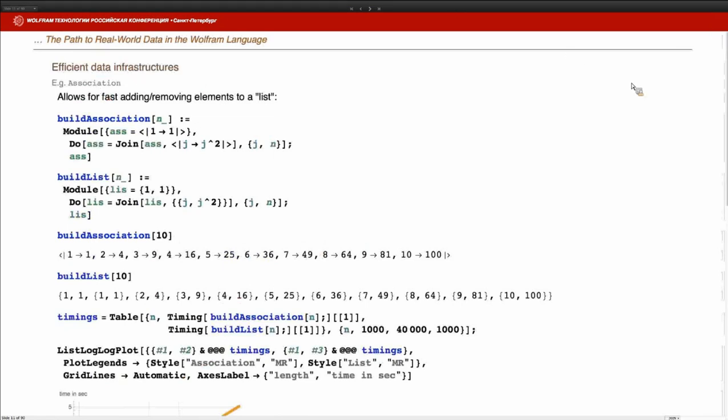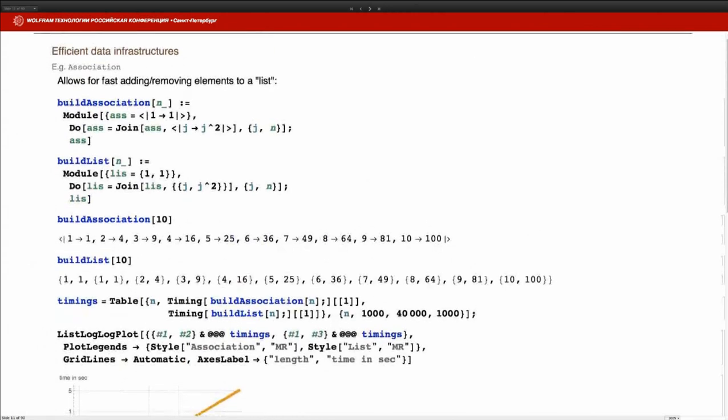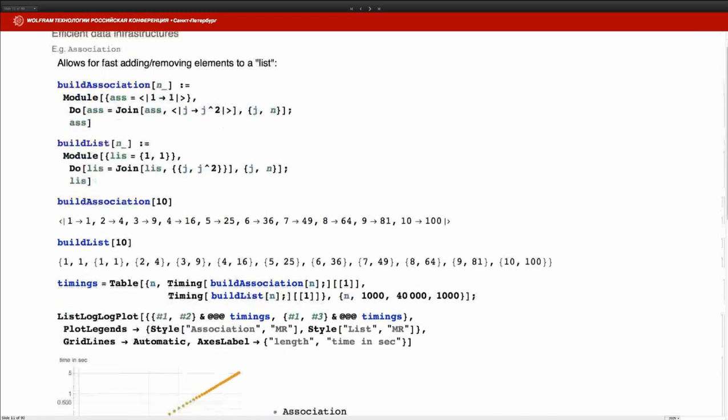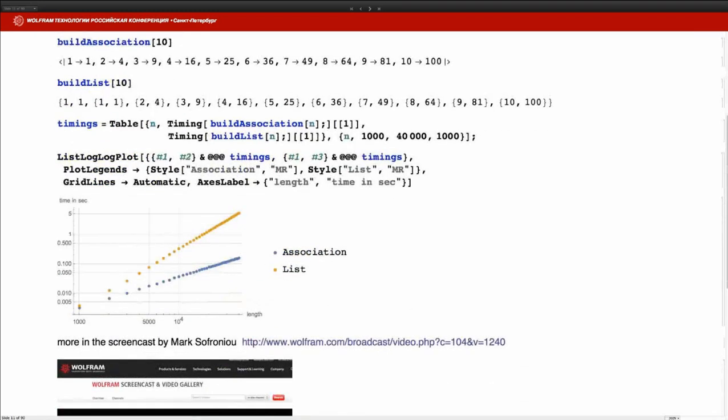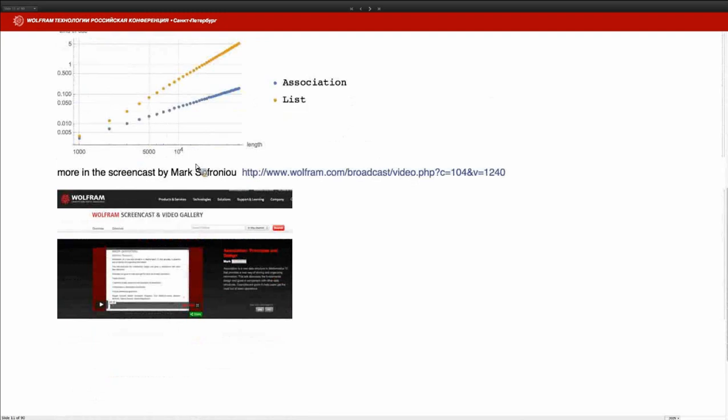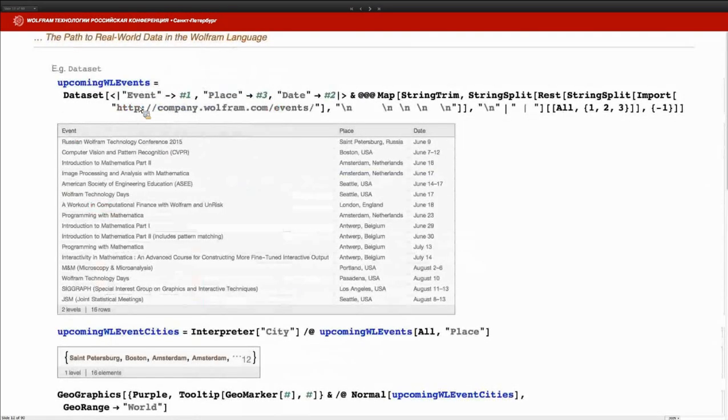I hope everybody is using it. It's a real nice function, very flexible and very, very fast. It's probably the single most complicated function we have in Mathematica as a pure data function. And it is vastly faster. There is a very nice screencast by Mark Sofranio from last year's Wolfram Technology Conference in Champaign.